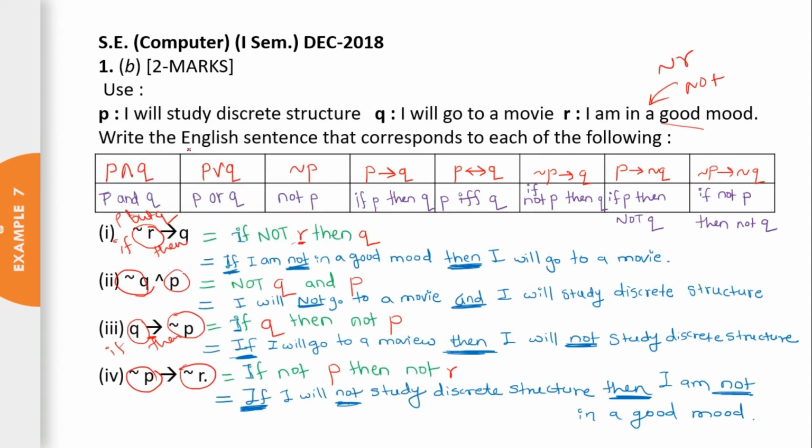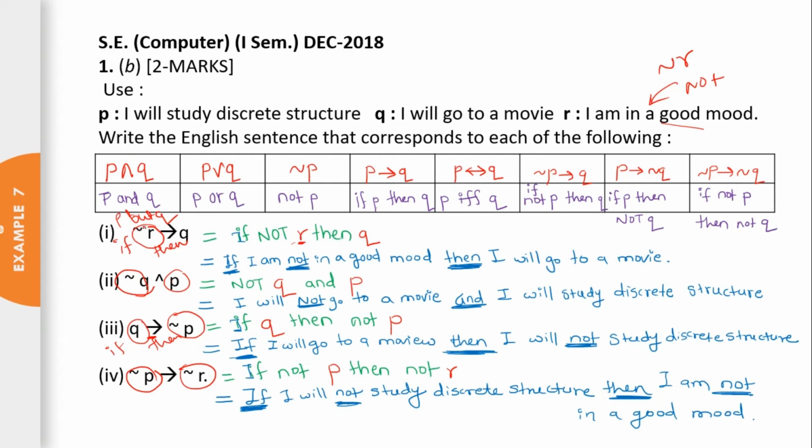Before actually solving that, we will see how many operators there are which we can use for translating into English sentences. Now P intersection Q will be written in the English sentence as P and Q. Here P and Q are the propositional statements. You just have to replace the whole statement. P or Q will be written as P or Q. Negation of P is written as not P. P arrow Q, or P conditional Q, is written as if P then Q. P double arrow Q is written as P if and only if Q, and so on.